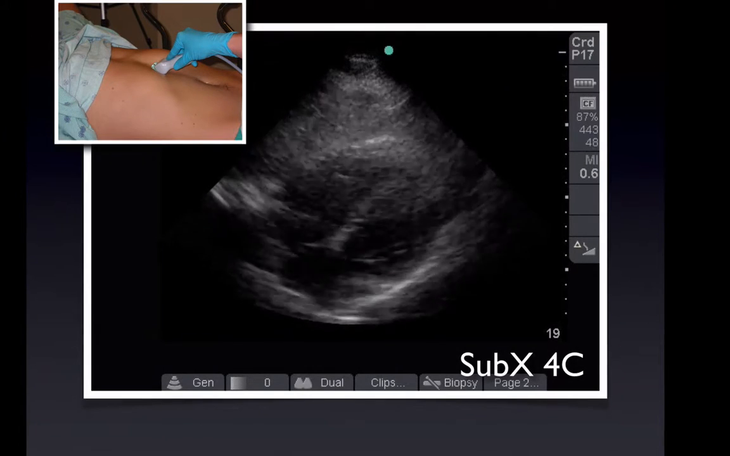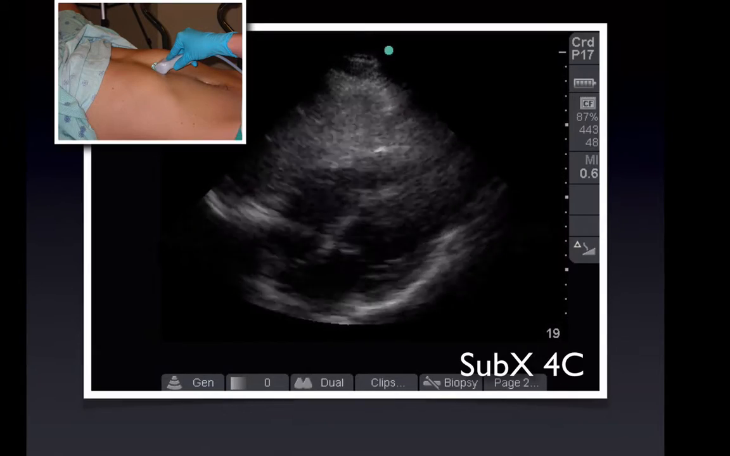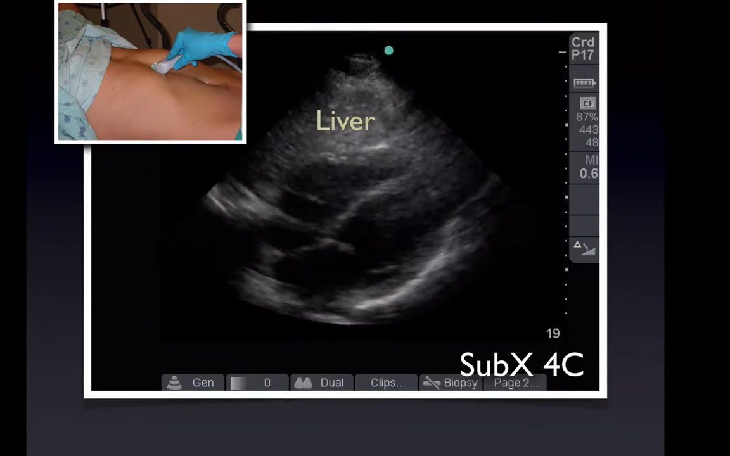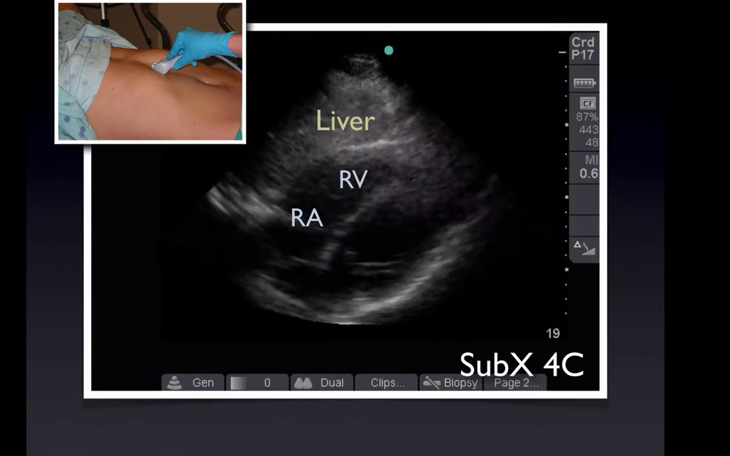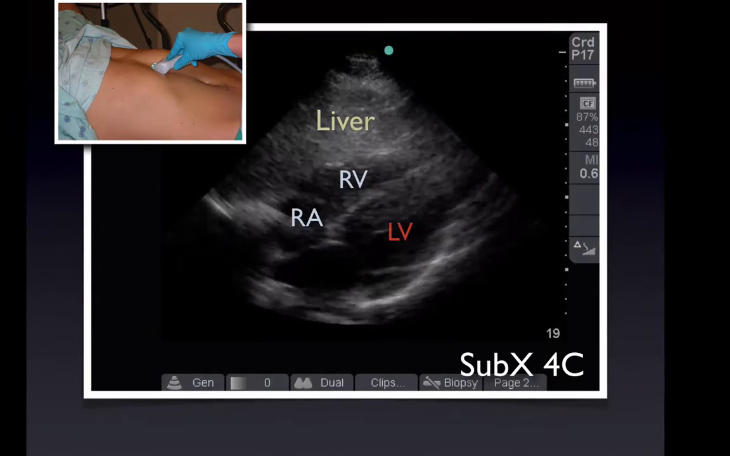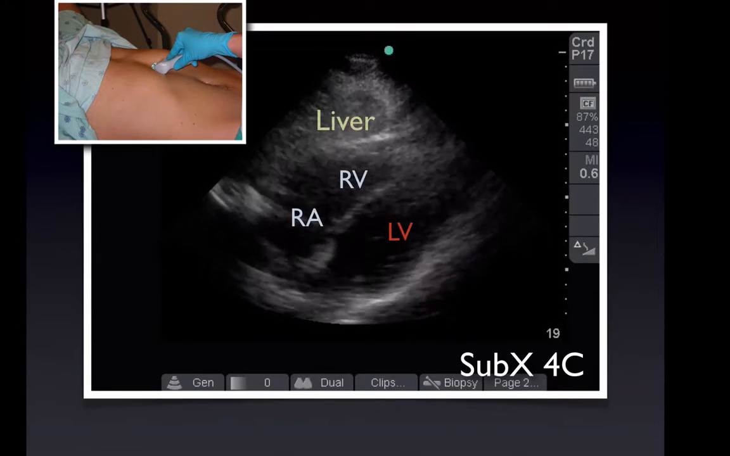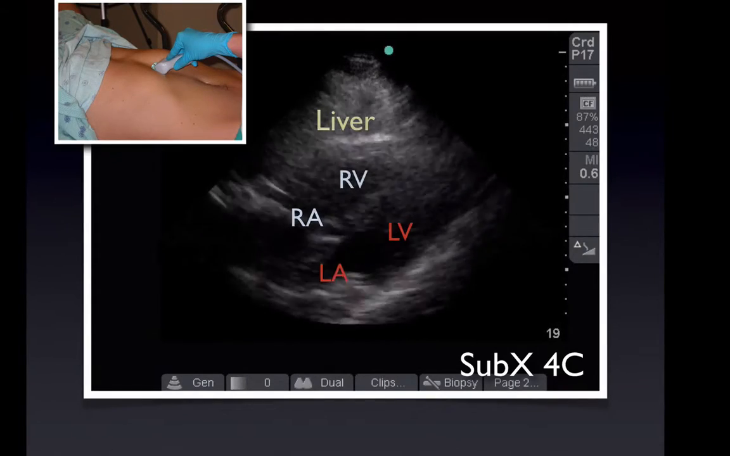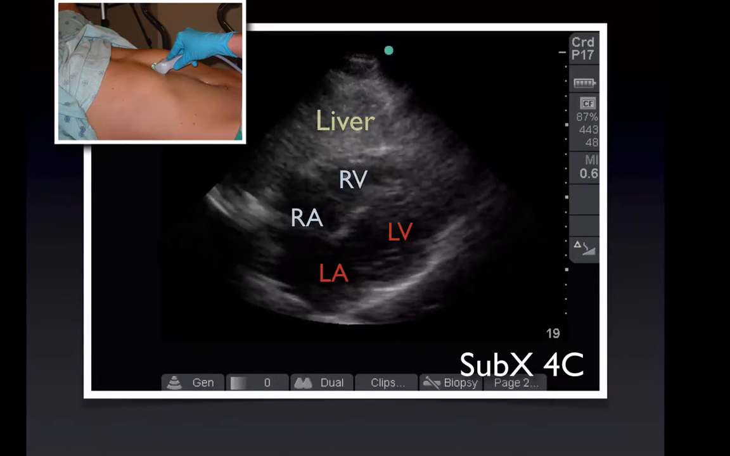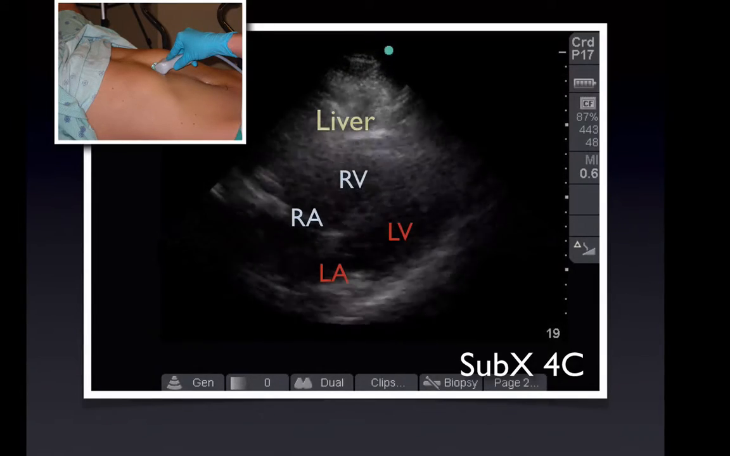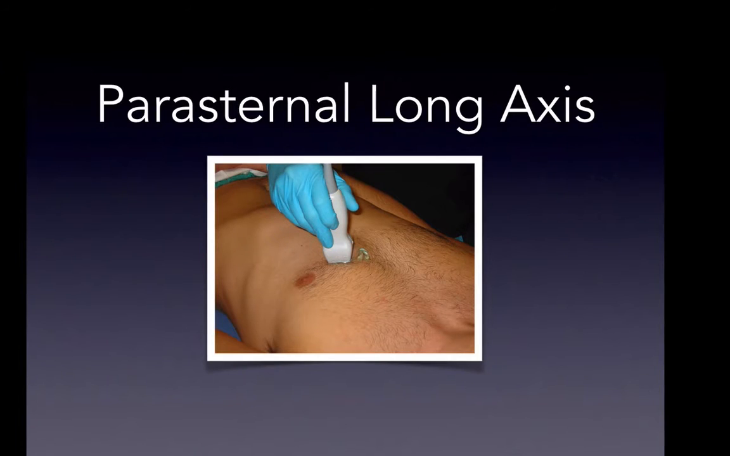If we look at it on a clip, you see liver, then you see the right side of the heart with the right ventricle and the right atria, and then a little bit inferior on your screen, the left ventricle and the left atria. When we're doing the echo, we can obviously start with the subxiphoid, and then we can do the parasternal long axis view.